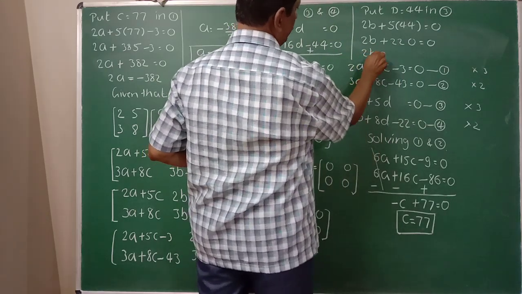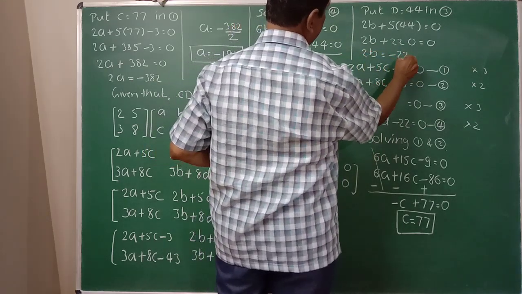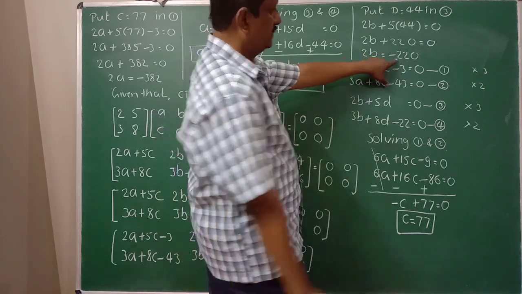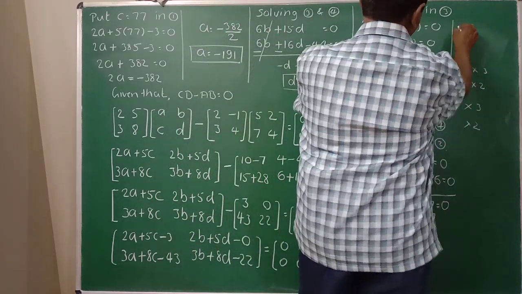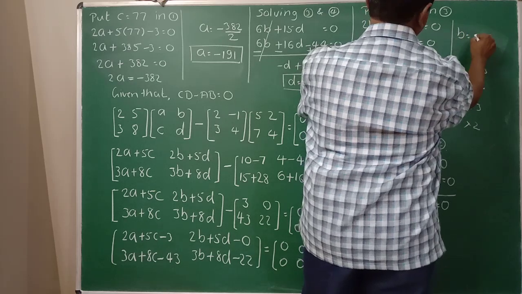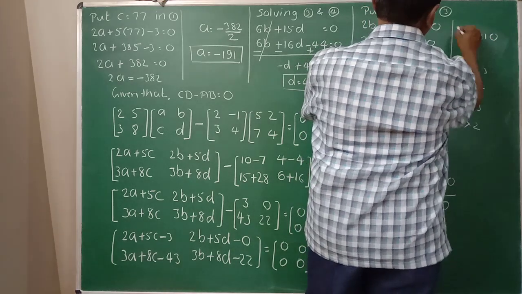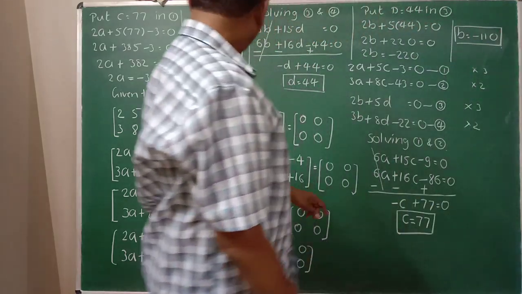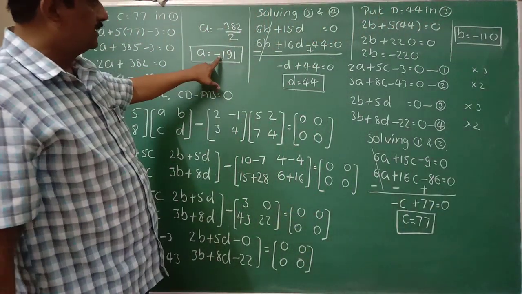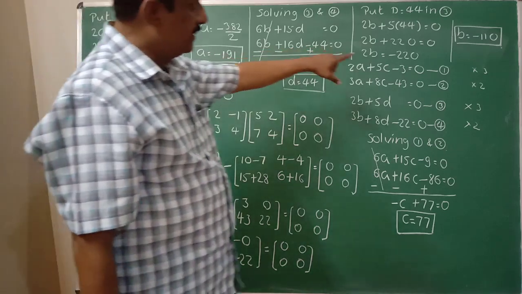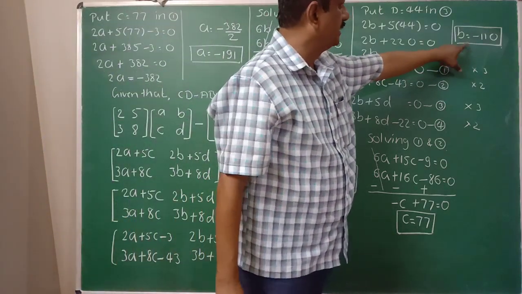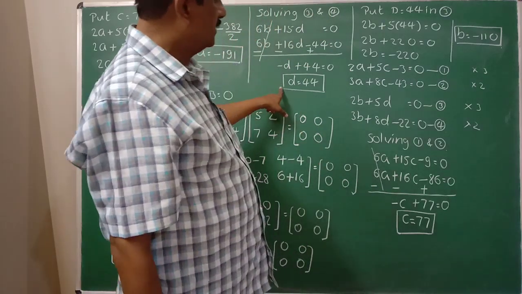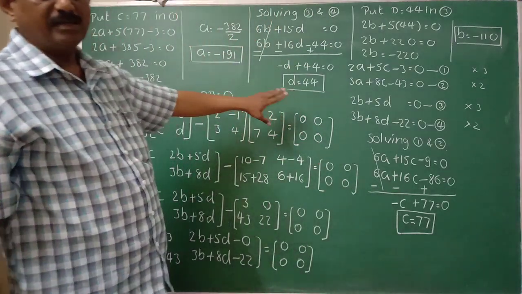Hence 2b is minus 220. So 2b is equal to minus 220. Hence b is equal to minus 110. So b value is minus 110. Hence a value is minus 191. Then b value is minus 110, c value is 77 and d value is 44. So it is the required result.